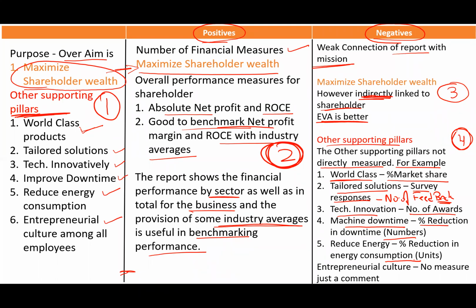So, my consultants, does the current report have any information like these? Not at all. It is just focusing on financial numbers. That's it, and it is not focusing on the other aspects. So, this is a negative point that all the other supporting pillars are not being measured in the right way. Furthermore, entrepreneurial culture, no measure. It was just a comment. Now, where was the comment? Let's have a look in the scenario.